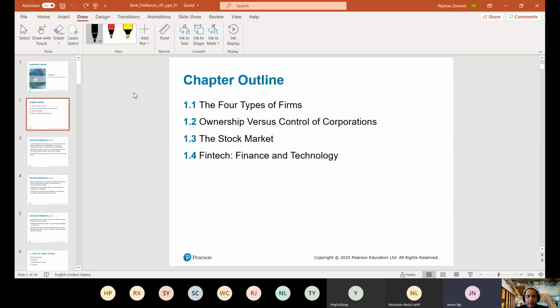Okay, chapter outline: the 4 types of firms, ownership versus control of corporations, the stock market, and fintech, finance and technology. Guys, do you have any idea what those 4 types of firms are? Sole proprietor, Berhad, private limited, and then corporate law. As you can see, different countries have different ways of establishing firms. In some countries they divide it into 3 different types of firms, or in some countries they categorize it into 4 types.